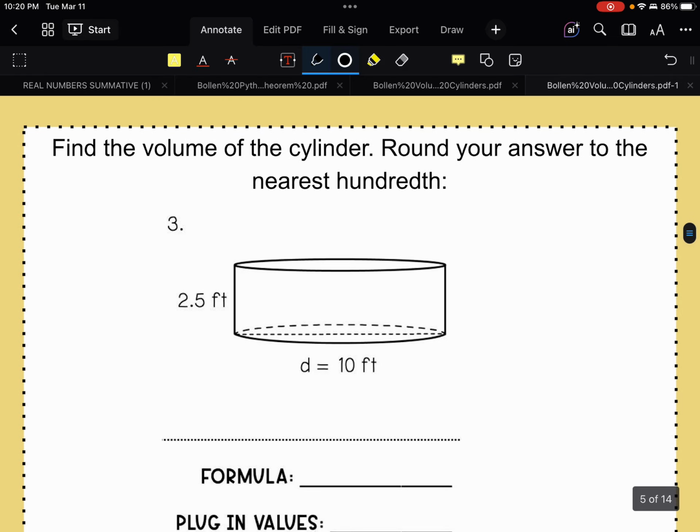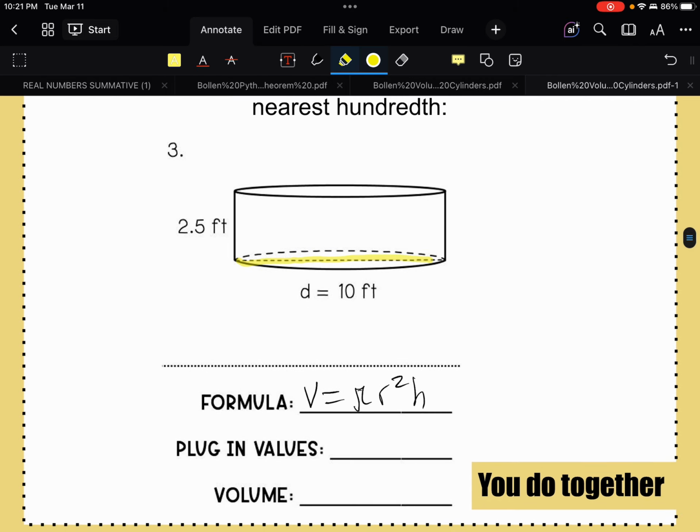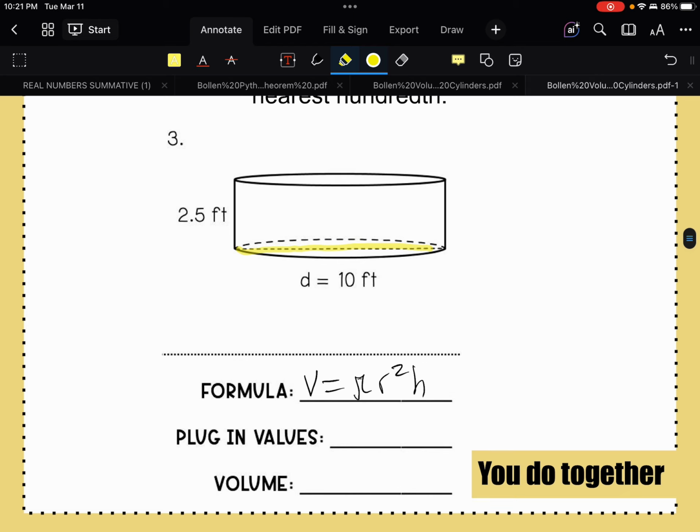The next one is a You Do. So go ahead and write that formula. Volume equals pi r squared times your height. Remember here that you have your diameter and not your radius in this given one. Go ahead and plug those in and see if you get the answer for that one.